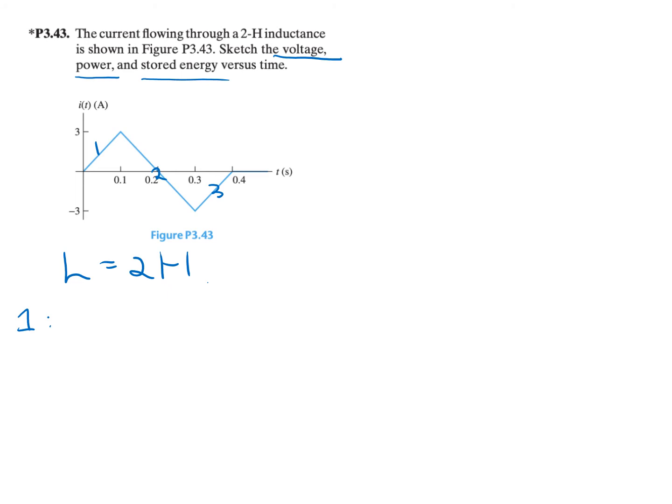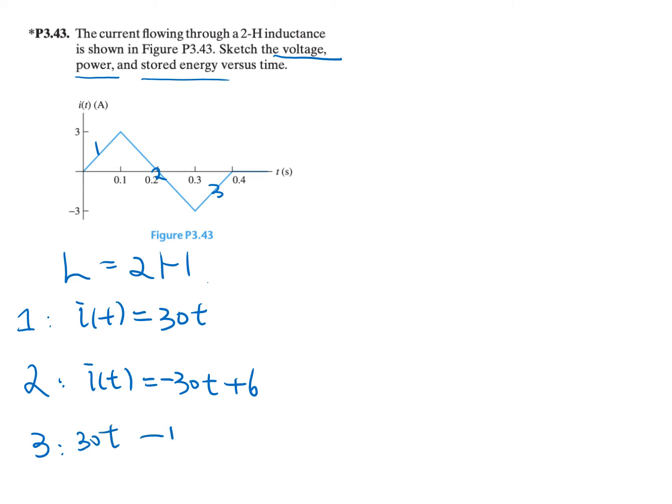So for the first stage, i(t) is equal to 30t. The second is i(t) is equal to negative 30t plus 6. The third is 30t minus 12. So how can we find the expressions for the currents? We can choose 2 points and use y is equal to kx plus b. So we can find k and b by using the coordinates of these 2 points.